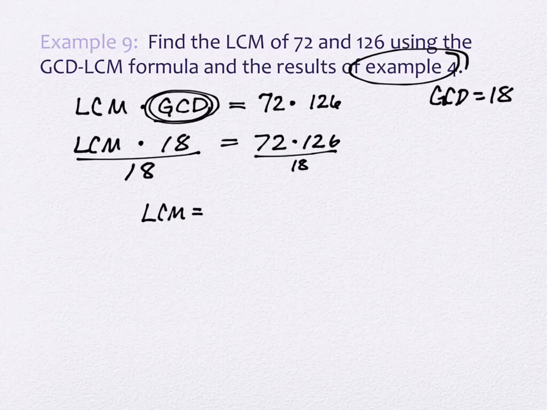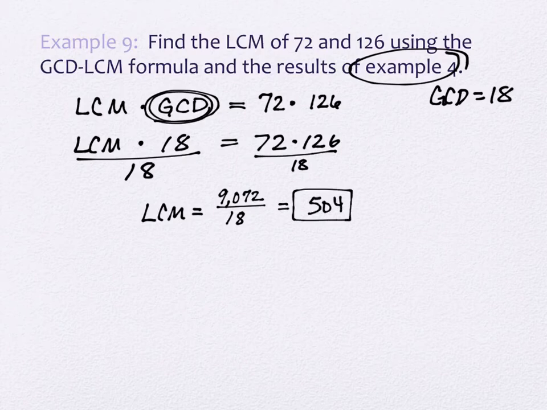What is 72 times 126? We'll start with that. 9,072. Okay. And then what is it if you divide by 18? 504. Did that come out this time, Faith? Yes. Okay, good deal. 504.